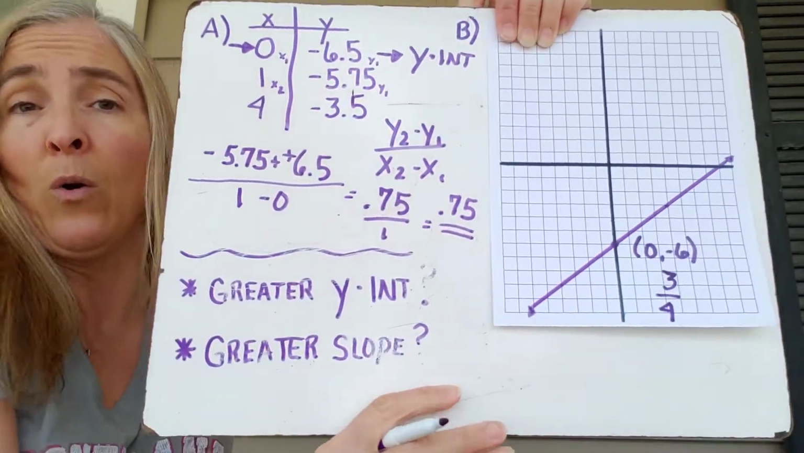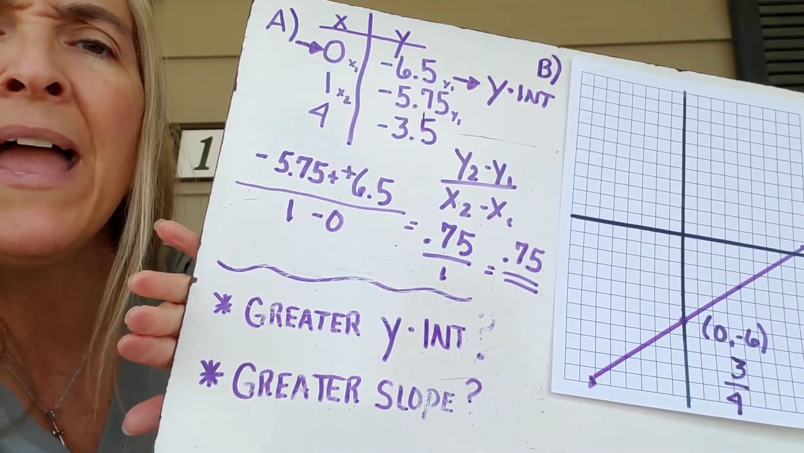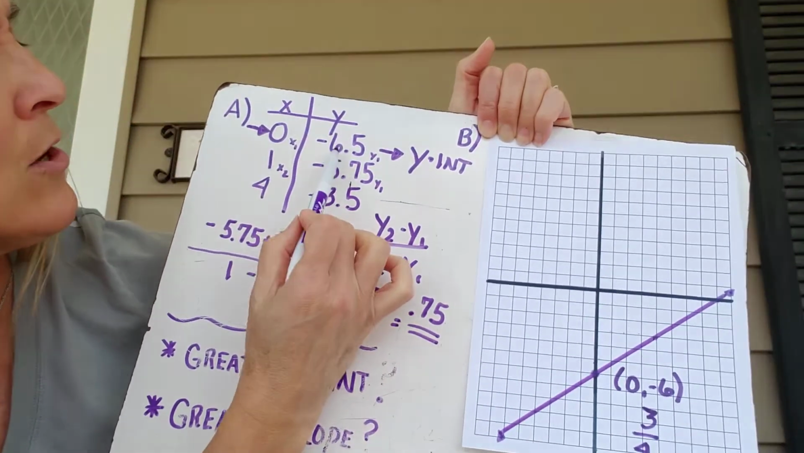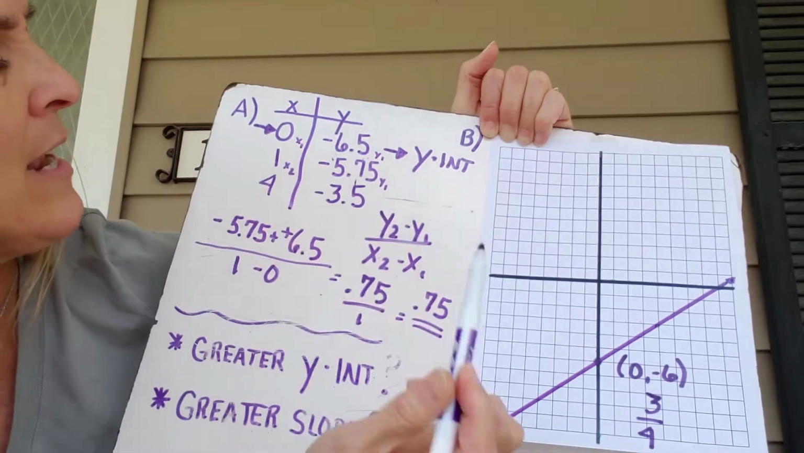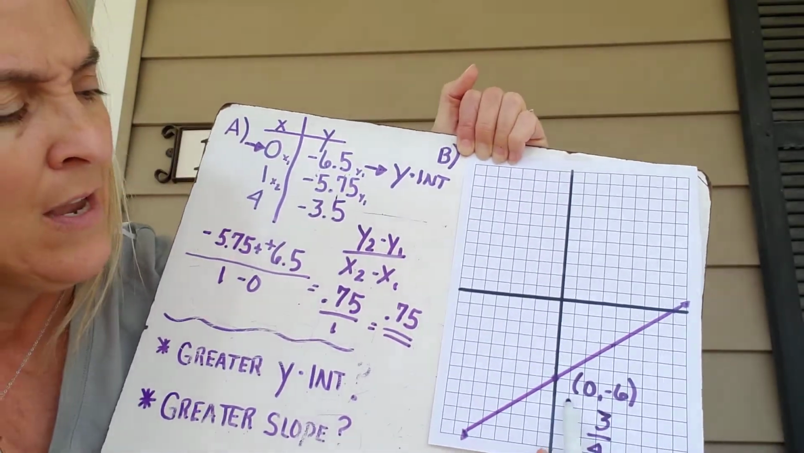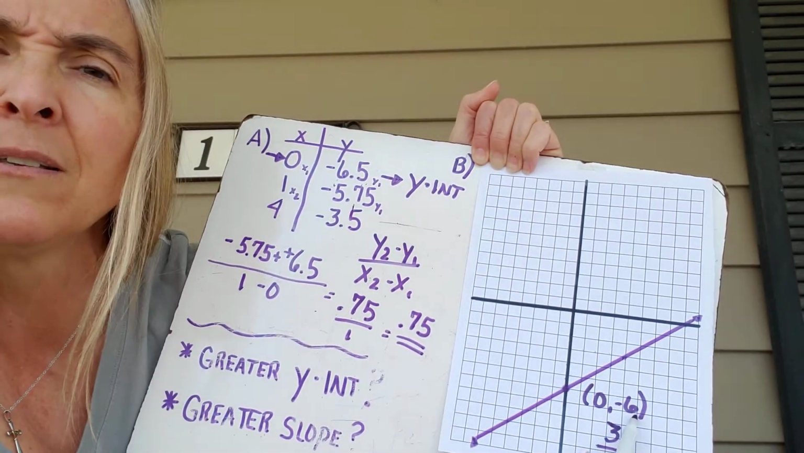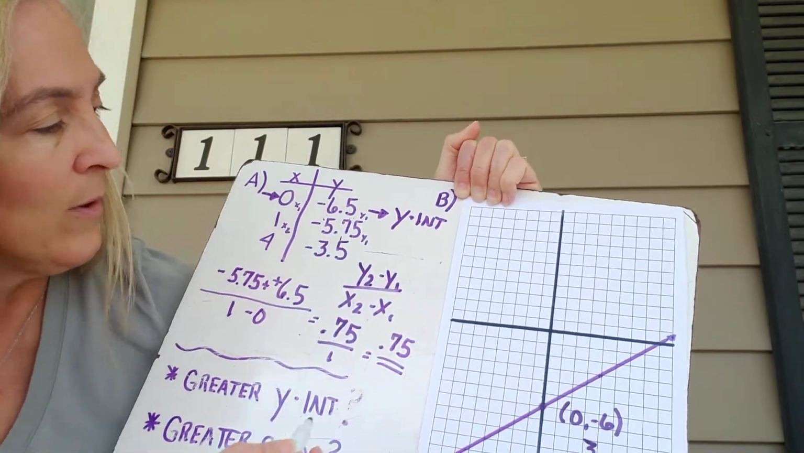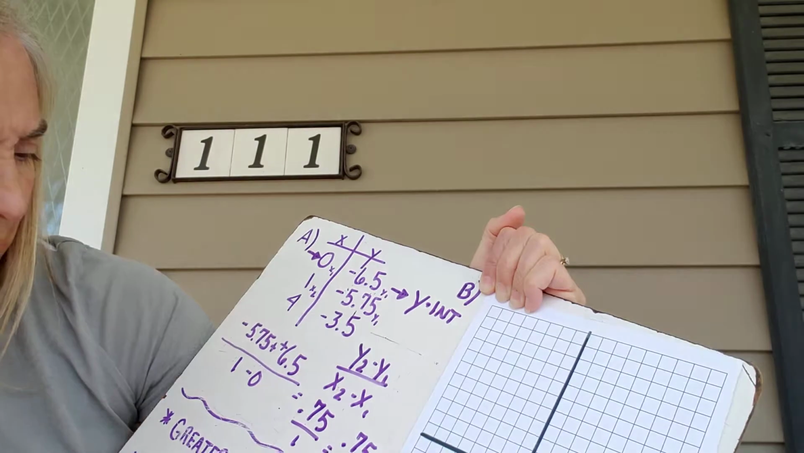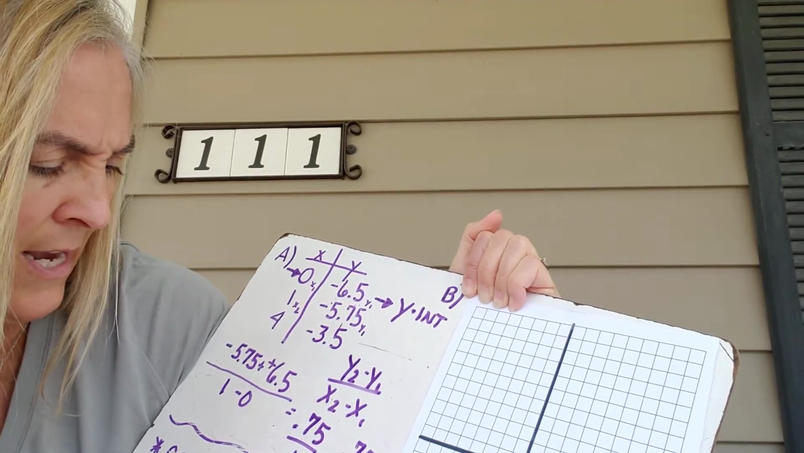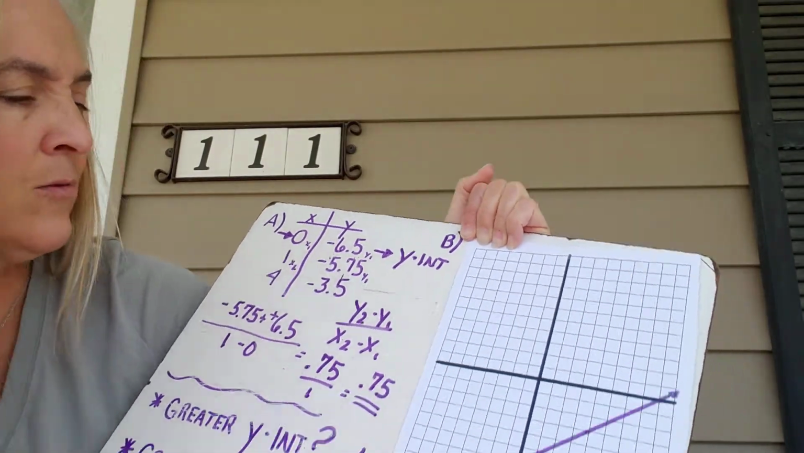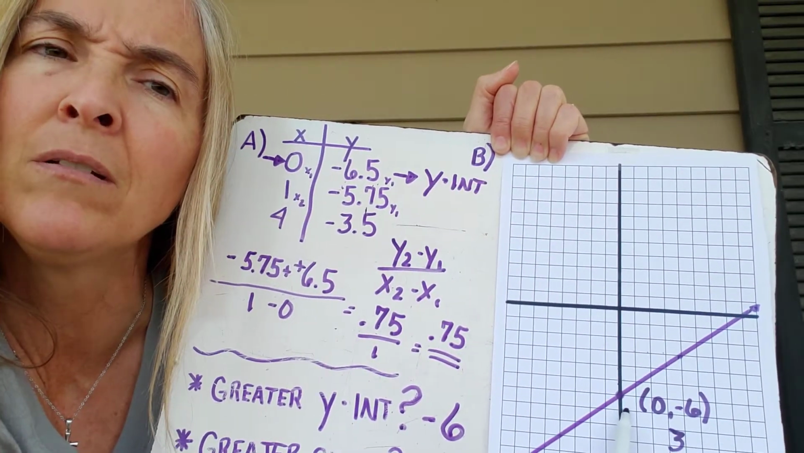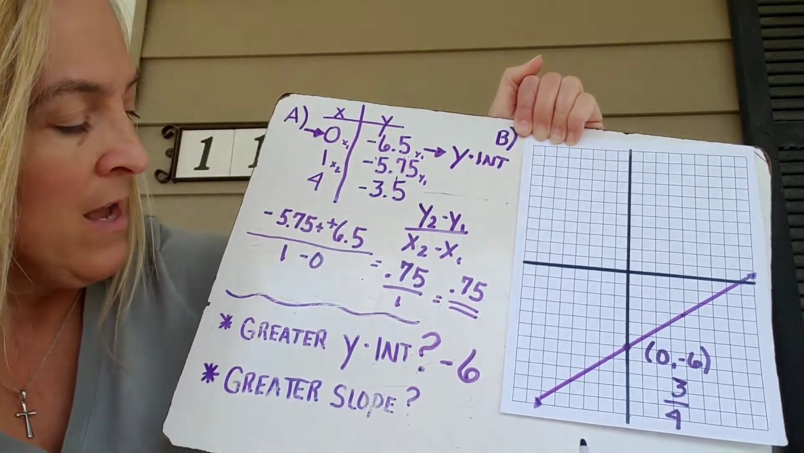Now, depending on what question you happen to get, it may ask, which one has the greater y-intercept? I look here, this y-intercept is at negative 6.5. This one is at negative 6. Well, the one that is greater is going to be the negative 6, because negative 6.5 would be down here, so it would be even less.